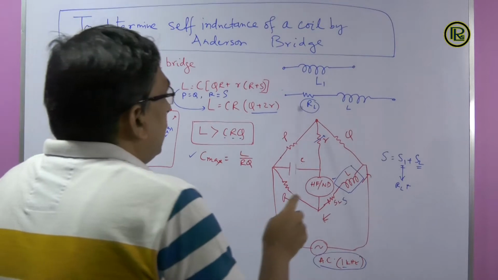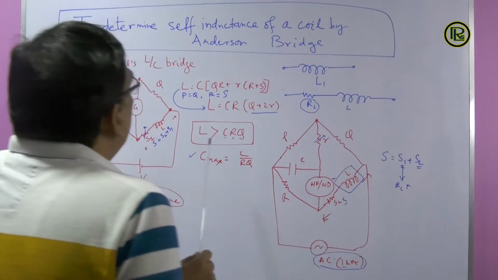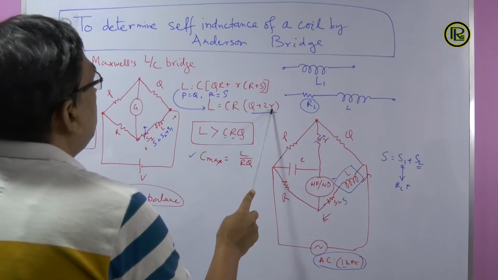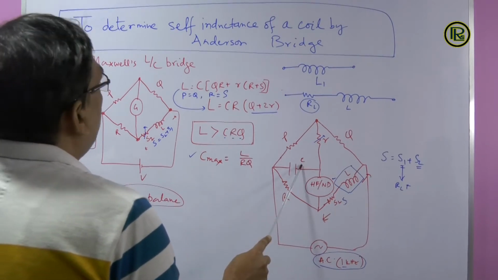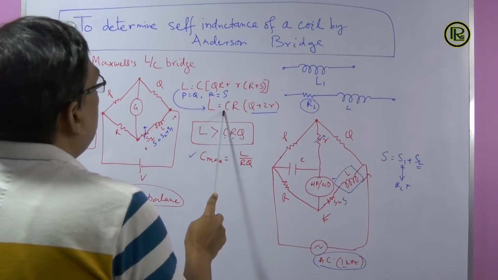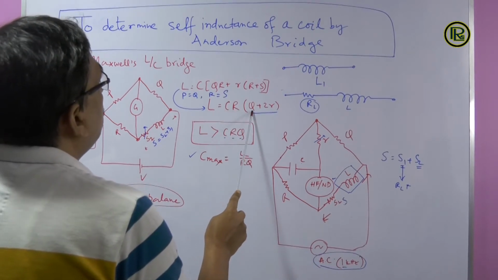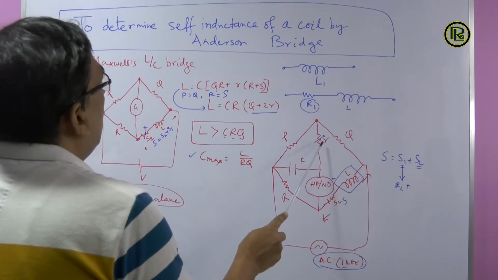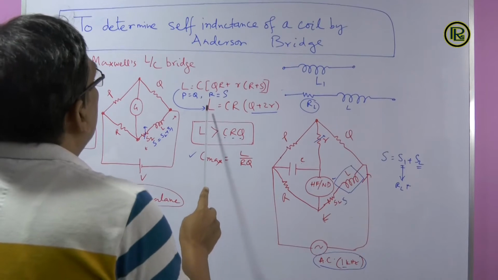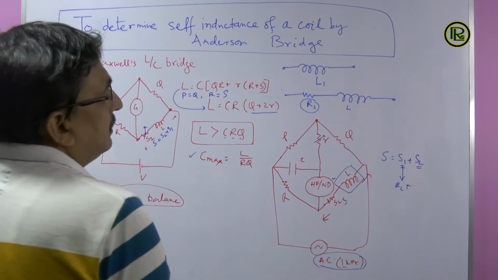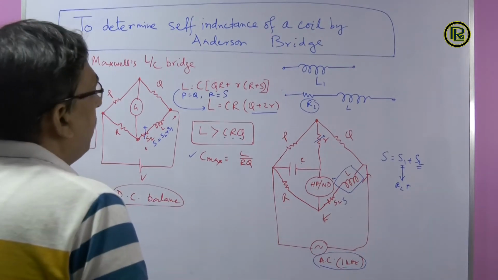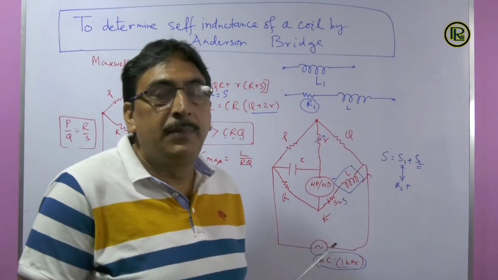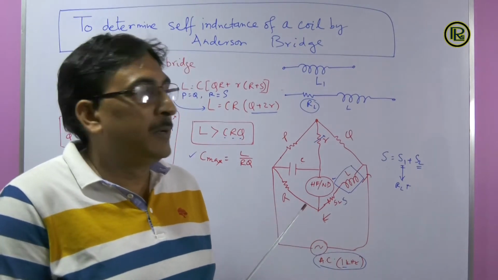So from the AC balance, we will be able to find out the R value. Then putting the R value here, as we know the C value, R value, so C we know, R we know, Q we know, and we have got the R value for a balance condition, so we can find out the L from this relation. So this is our technique or working principle for the experiment.